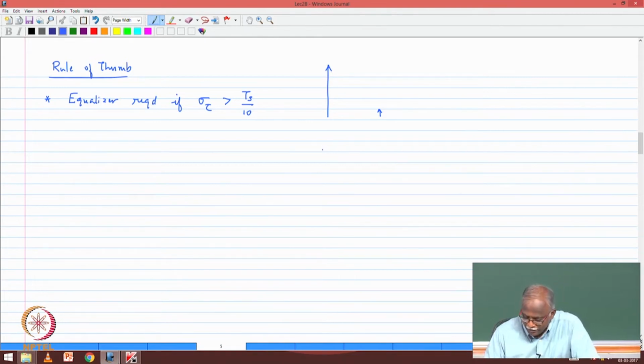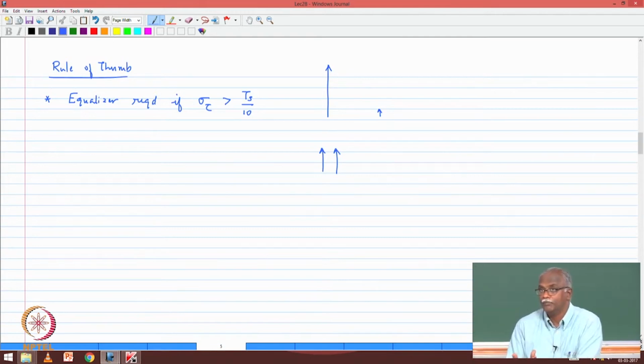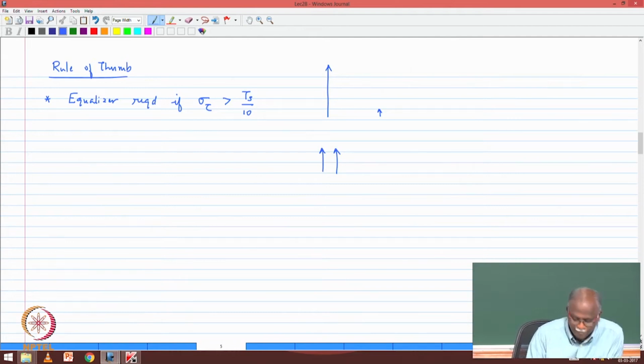On the other hand, even if the channels are close by, if you have strong multipath components, then you may have a sigma tau which will require you to have an equalizer. So again, a good check for us to see if an equalizer is required would be the RMS delay spread. The second rule of thumb basically talks about the coherence bandwidth.